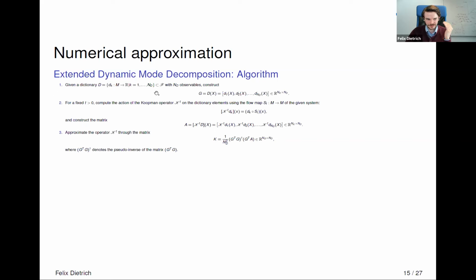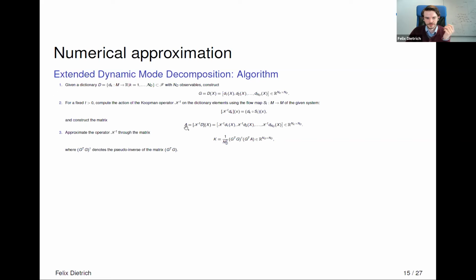But the general idea is that, as I said, you pick a dictionary: monomials, radial basis functions, neural networks, whatever. Then you evaluate the Koopman operator on this dictionary pretty much by just picking the next point in time and evaluating it there.